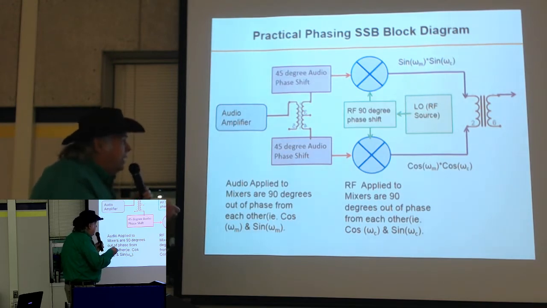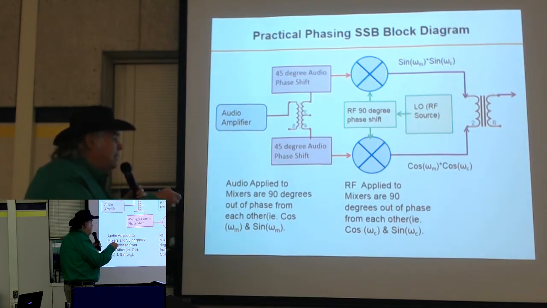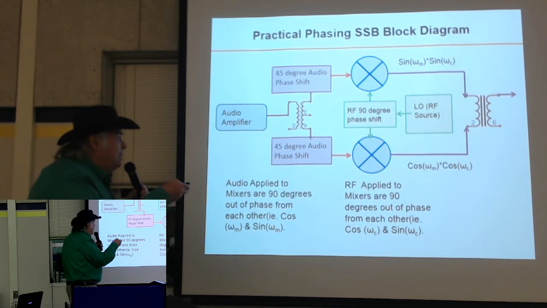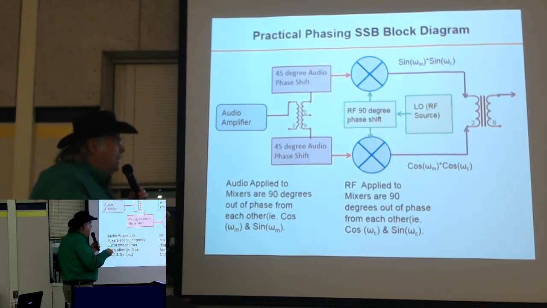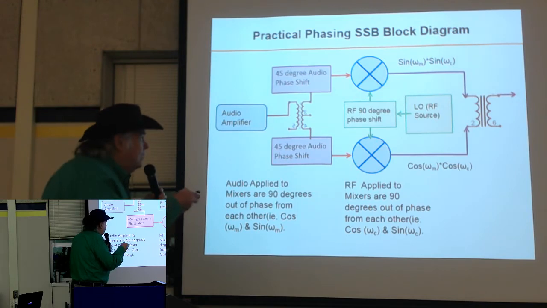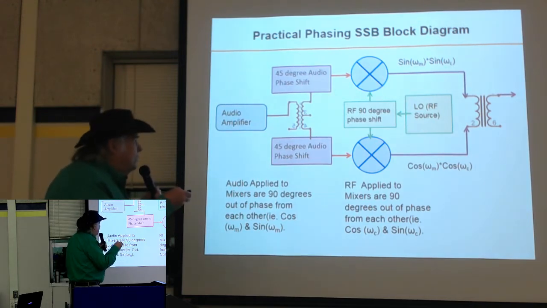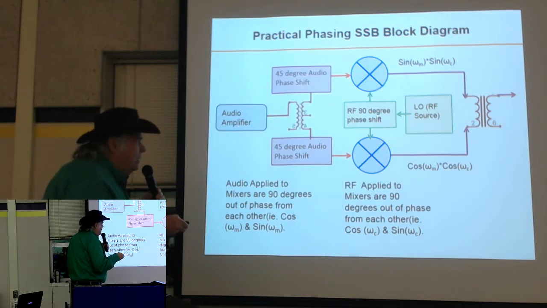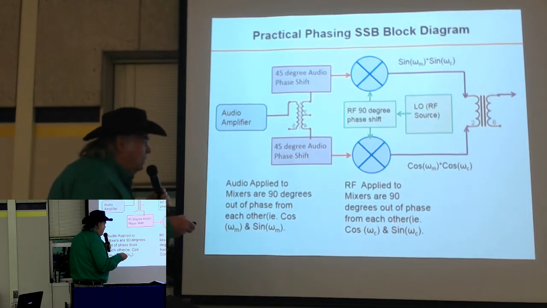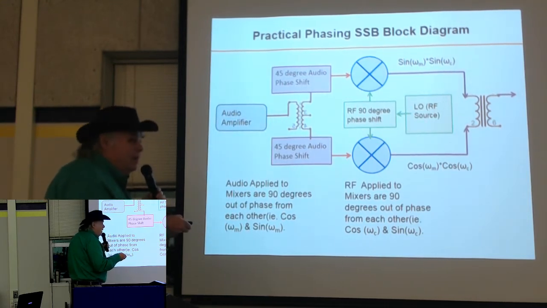And again, the RF I'm feeding into these, our carrier signal, is 90 degrees out of phase with one another. So again, it's a sine term and a cosine. What I get out of this mixer is the sine of the carrier frequency, which is omega C, times the sine of our modulating frequency. And out of this one down here, I get the cosine of our modulating frequency times the cosine of our carrier frequency.